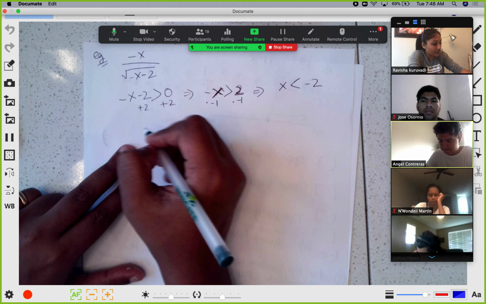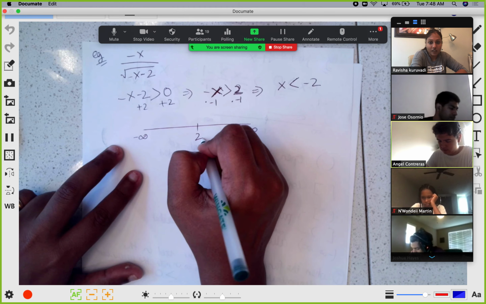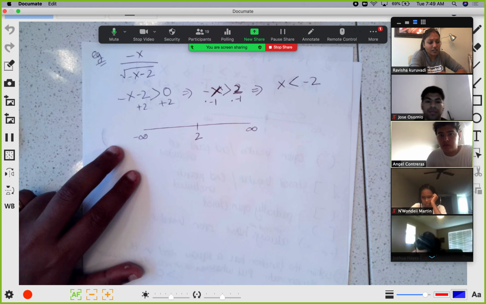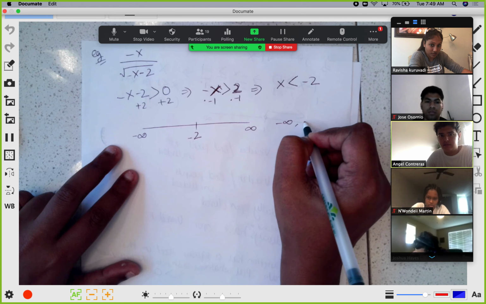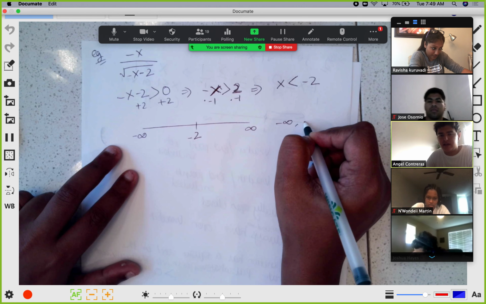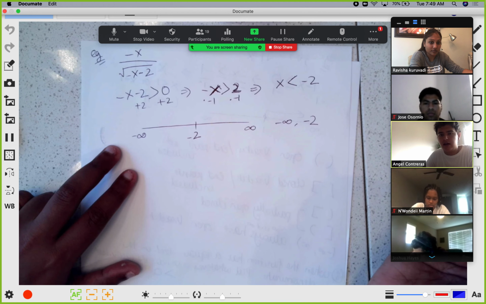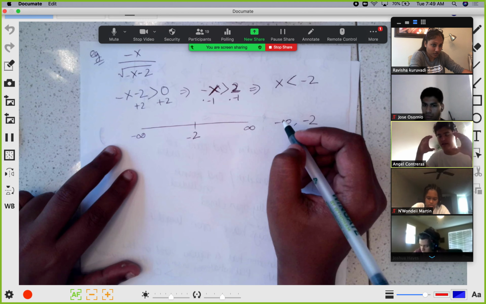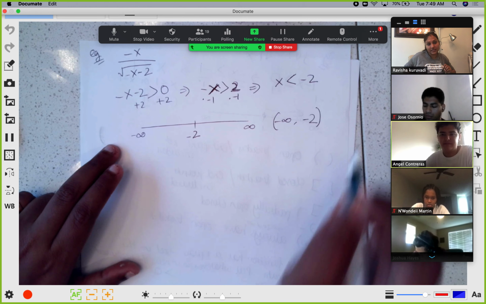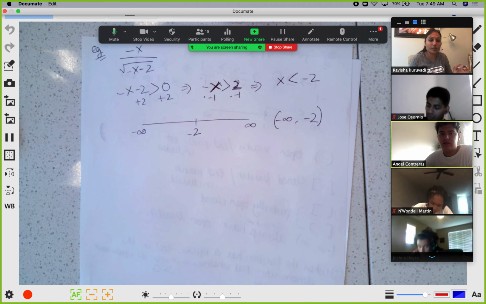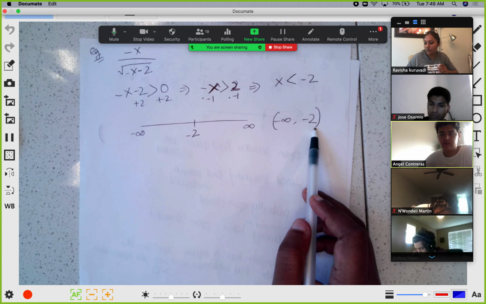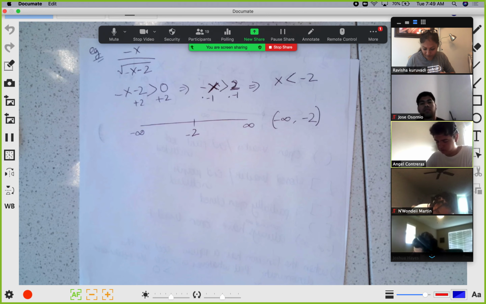So let's make negative infinity, infinity, and then you have negative 2. Which side of negative 2 is x less than negative 2? So it's going to negative infinity to negative 2. Yes. And what will be the brackets? They're going to be open. They won't be closed because there is no equal to sign. And infinity is always open. Here I have open because there is no equal to sign. Perfect, Angel. Any doubts?